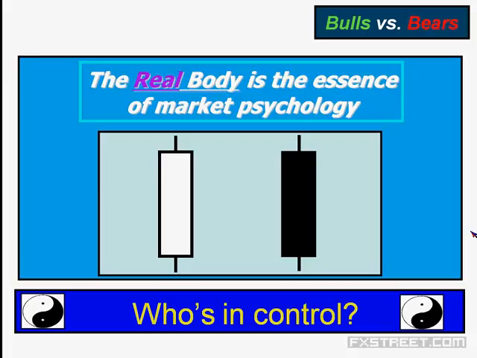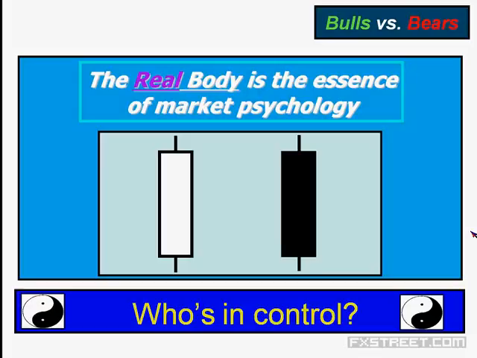Okay, now I'm just going to have some fun here with a few points as to why the real body and the shadow is important. Whenever you're looking at the real body, thanks, all feedback is good, especially positive, so keep it coming.